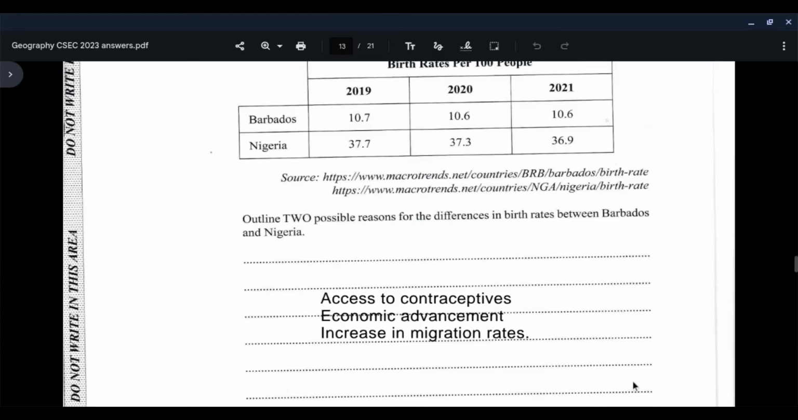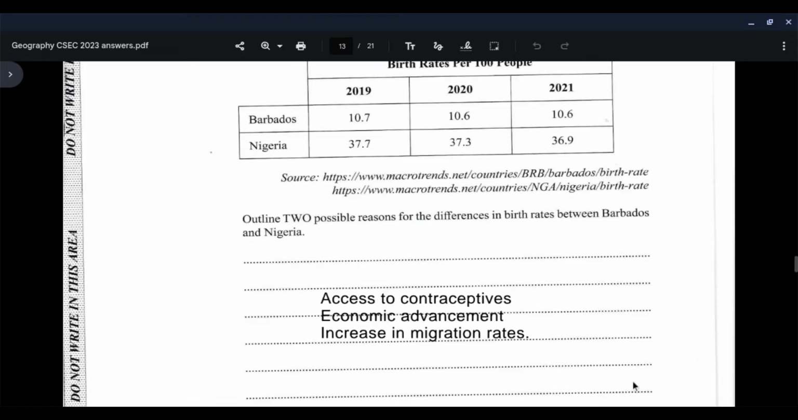to economic constraint in certain sections, you will hear that with economic problems, the birth rate seems to increase drastically. Nigeria is bigger than Barbados, so you'll realize that sections of Nigeria have economic constraints that will influence the birth rate seen in the table, as well as increased migration rates.